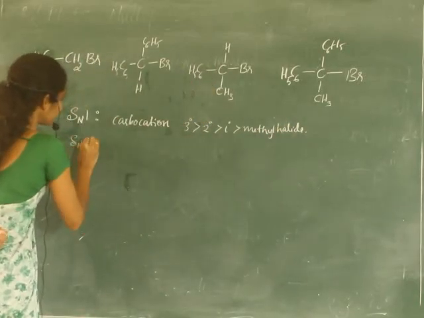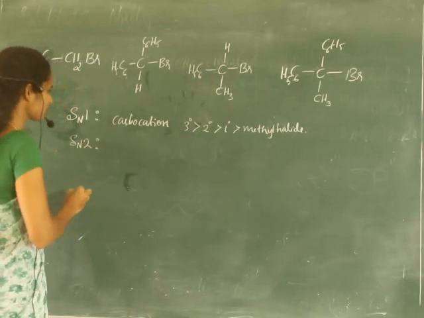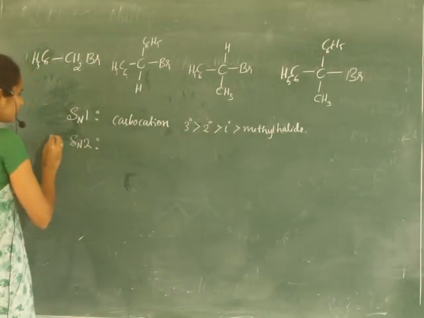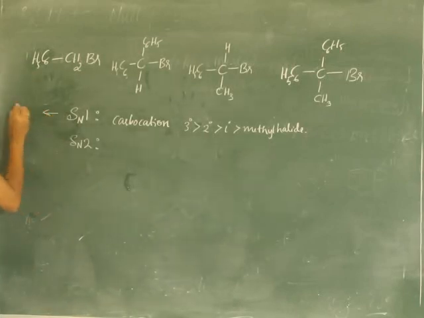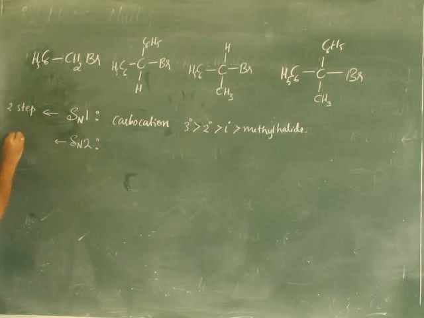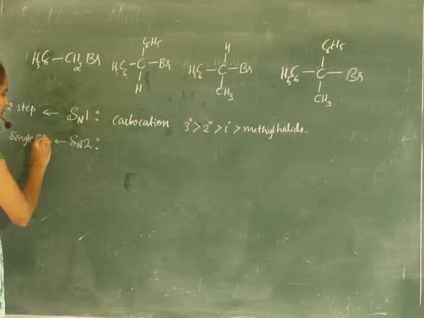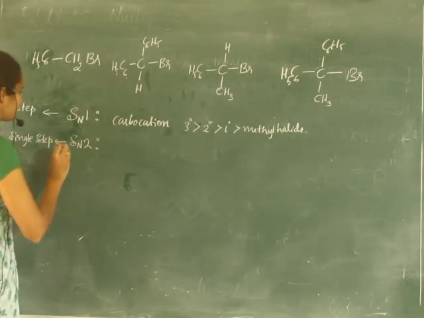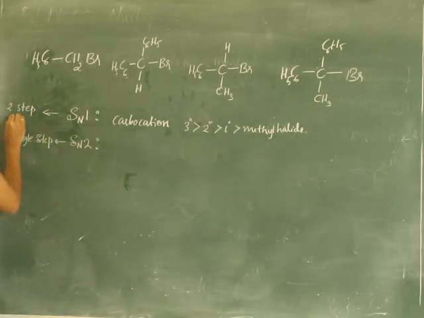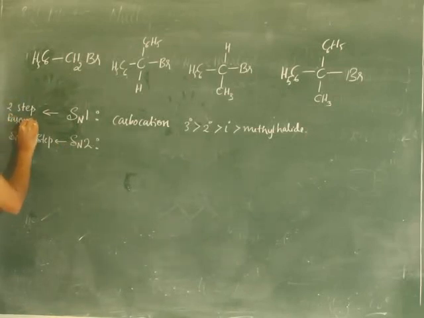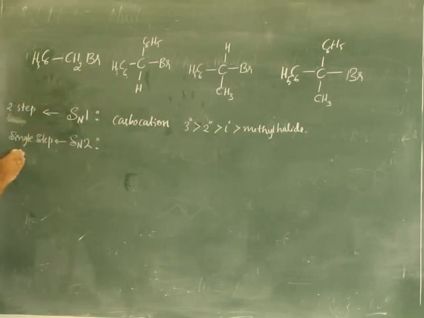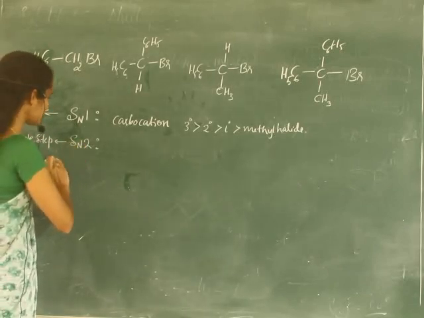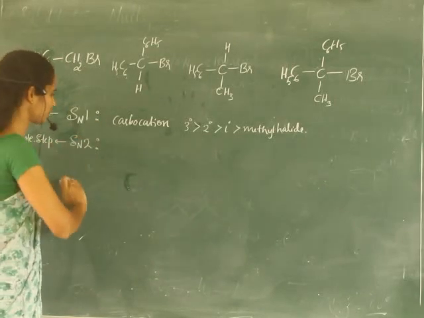SN2 reaction, as we discussed, is a single step reaction, right? SN1 is a two step reaction. SN2, single step reaction. And what else we discussed? Here racemization takes place. That I will discuss later in stereochemistry. Here inversion of configuration takes place. We will discuss in detail in the next class.